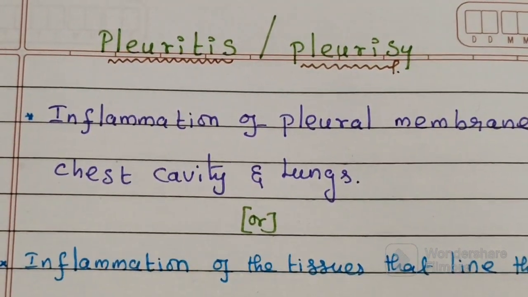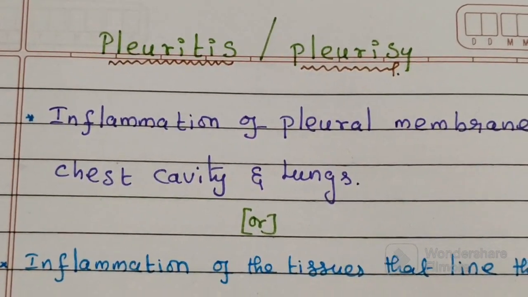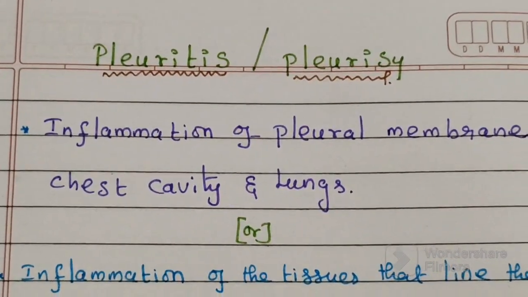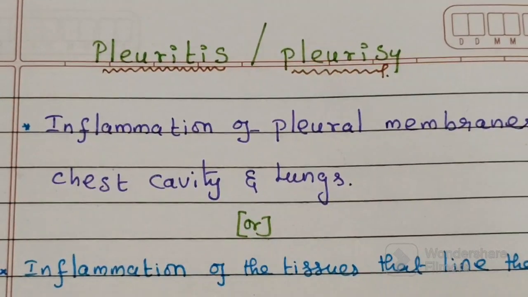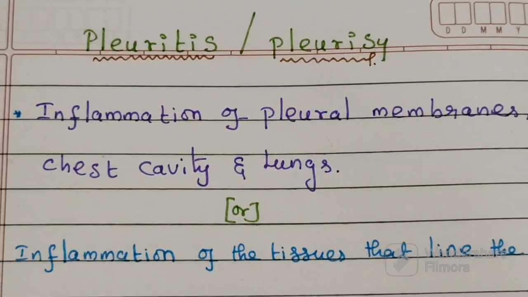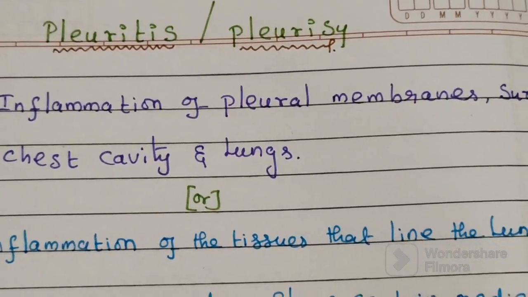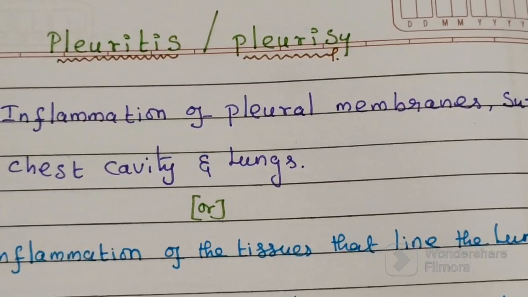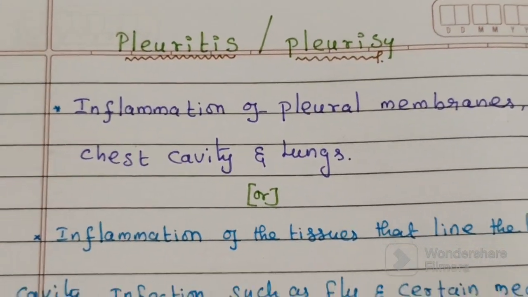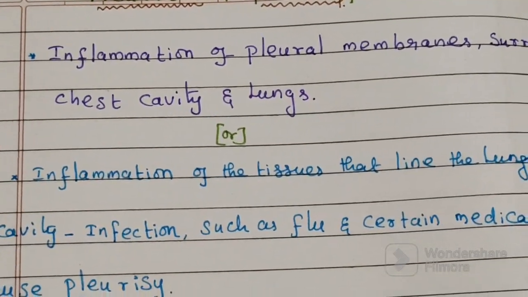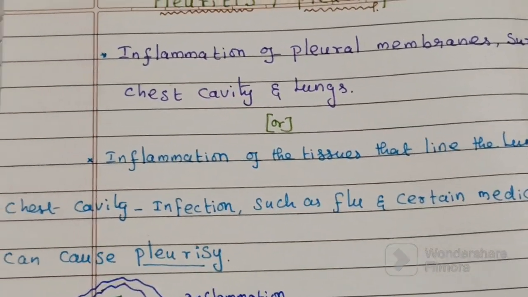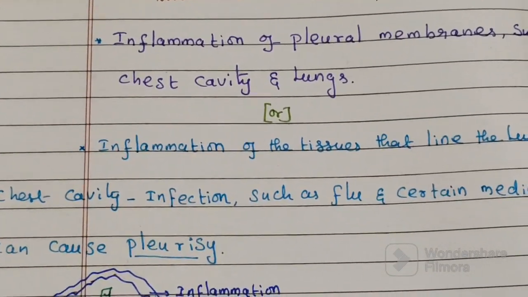In this video, we'll discuss pleuritis. It is also called pleurisy. What is pleuritis? Inflammation of the pleural membranes that surround the chest cavity and lungs. Otherwise, we can define it as inflammation of the tissue that lines the lungs and chest cavity.